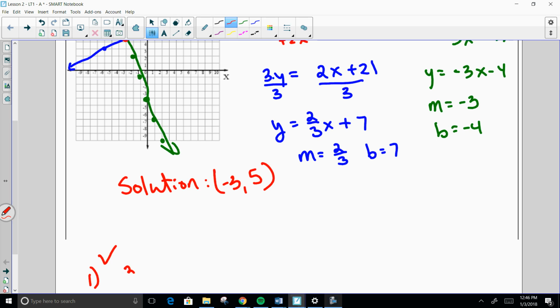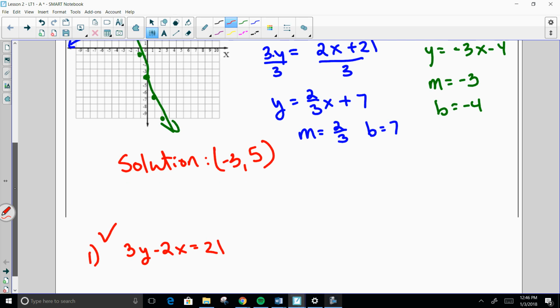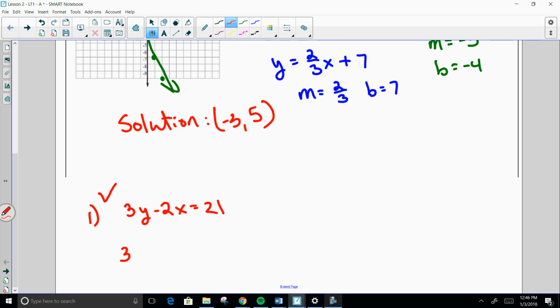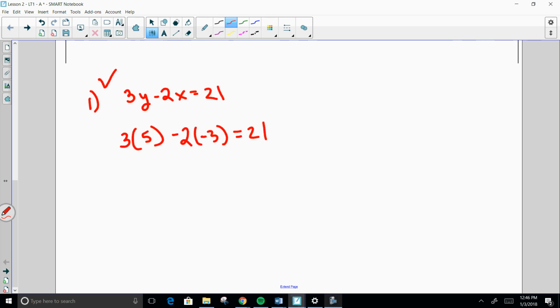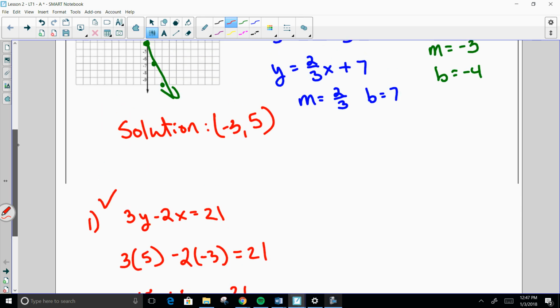So I'm going to take my original equation and substitute my numbers in. The original equation is 3y minus 2x equals 21. So I'm going to substitute my x and y from my solution in. So that becomes 3 times the y value, which is 5. The reason why it's y value is because it says y, minus 2 times the x value, which is negative 3, equals 21. And if I've done this correctly, then you should get a result of 21. So 3 times 5 is 15. A negative 2 times a negative 3 is a 6, equals 21. 15 plus 6 is 21, equals 21. That one checks out, which is nice.